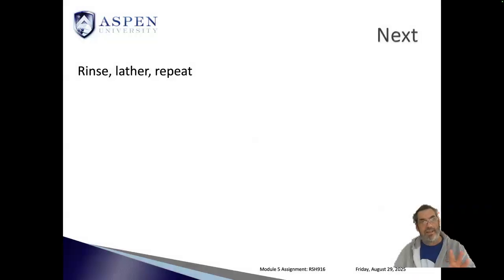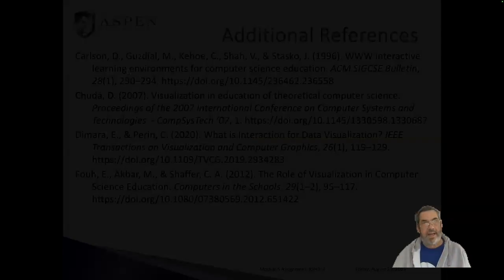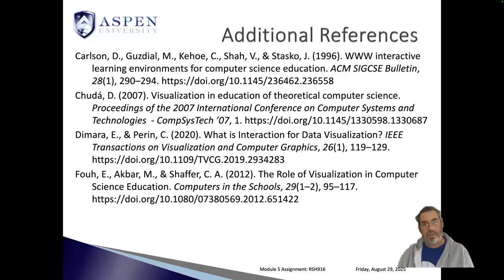And then we do, rinse, lather, repeat. We go on to the next cycle, the next visualization, the next concept. And this is all revolving around this one particular textbook. I have a couple of additional references that I'm just going to throw up here to emphasize that this is not new ground, though most of the visualizations for computer science have been in the algorithm space. Not as many are available in the AI space.